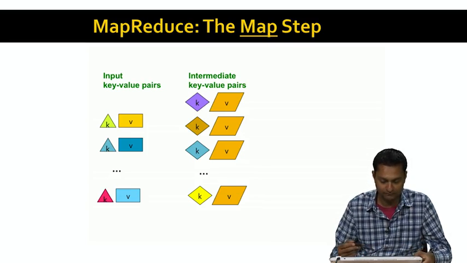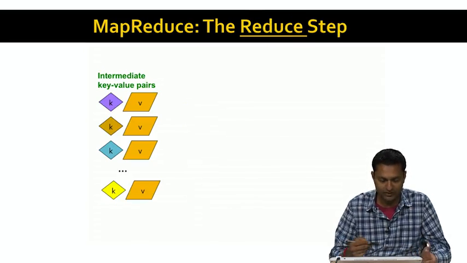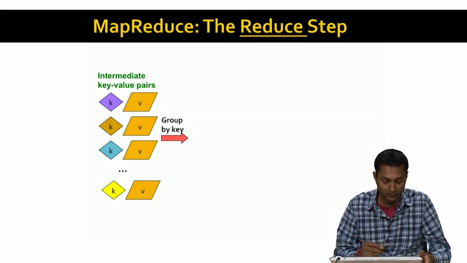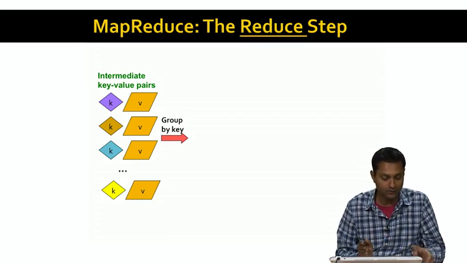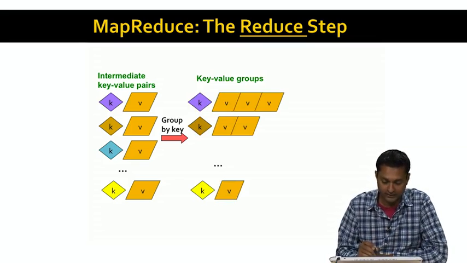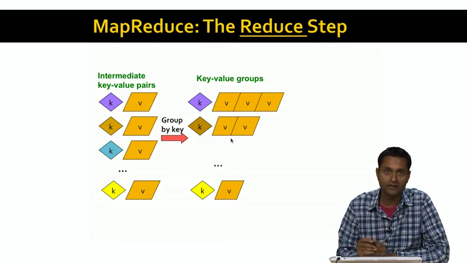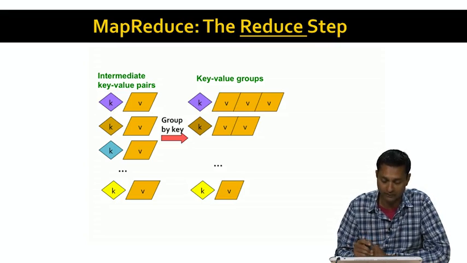Now the next step is to take these intermediate key value pairs and group them by key. Right? So all the intermediate key value pairs that have the same key are grouped together. So it turns out that there are 3 values with the first key, 2 values with the second key, and so on, and they all get grouped together. And this is done by sorting by key and then grouping together the values with the same key. And these are all different values, although I use the same symbol V here.